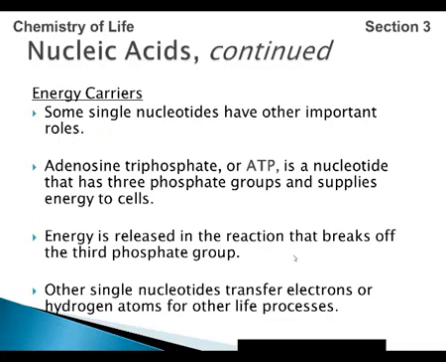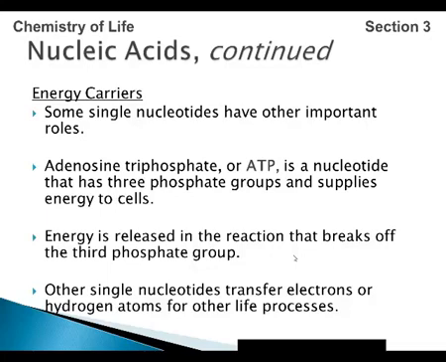Energy carriers. Some single nucleotides have other important roles. Adenosine triphosphate, ATP, is a nucleotide that has 3 phosphate groups, and it supplies energy to our cells. Energy is released in the reaction that breaks off the 3rd phosphate group. So what our body does is it actually takes and builds ATP. It adds energy in order to create ATP.